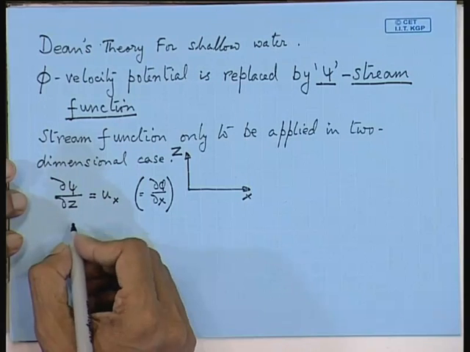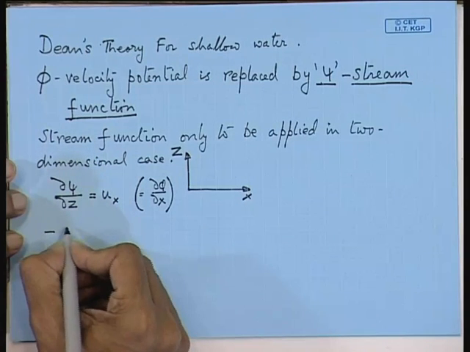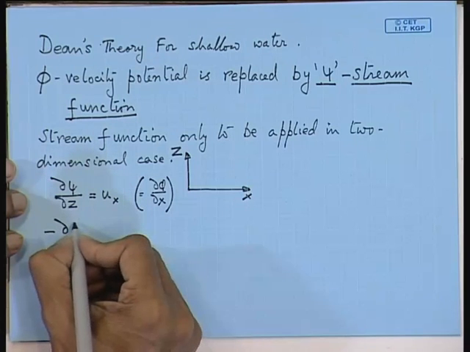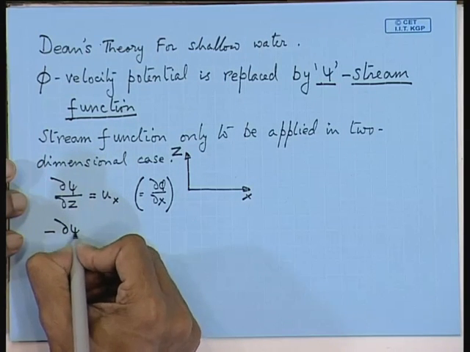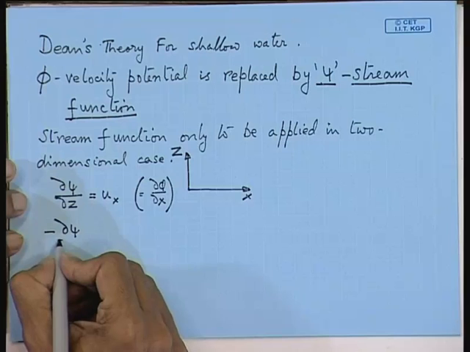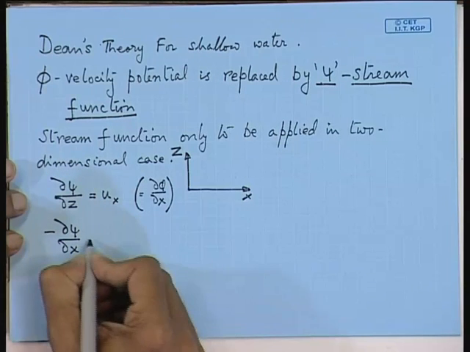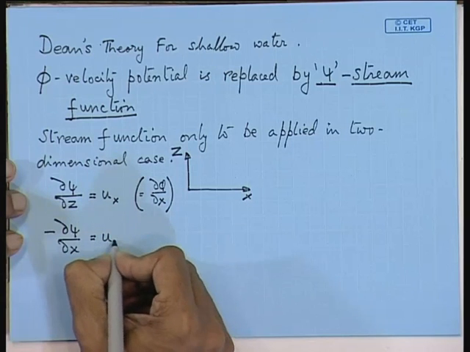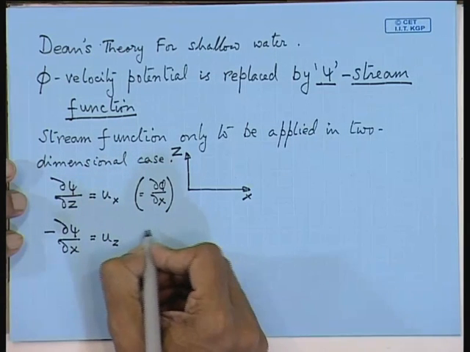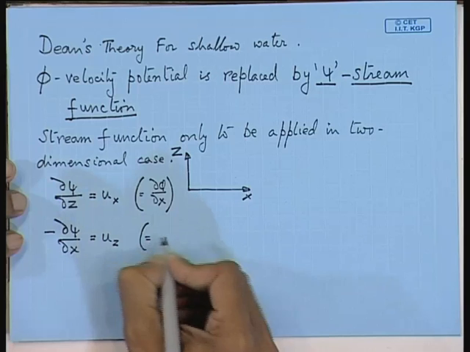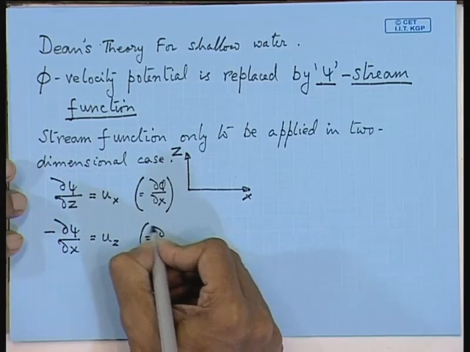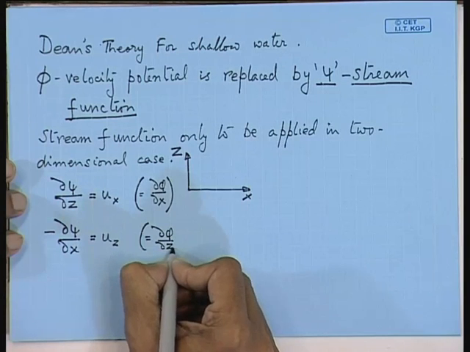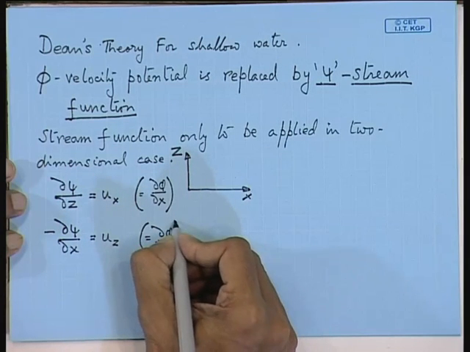Similarly, we have minus. Now, here actually the minus term is given for a definite reason which we will see just now. So, minus del psi over del x will be equal to uz, velocity in the z direction. So, this is equal to del psi over del z. So, this is the definition of a stream function.